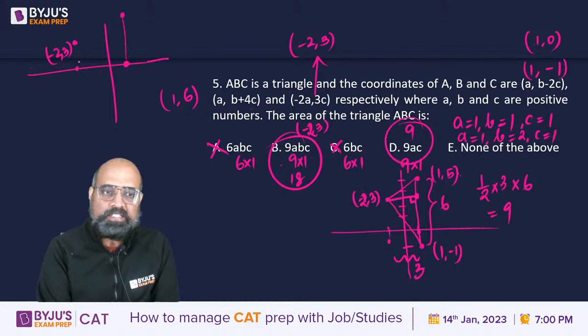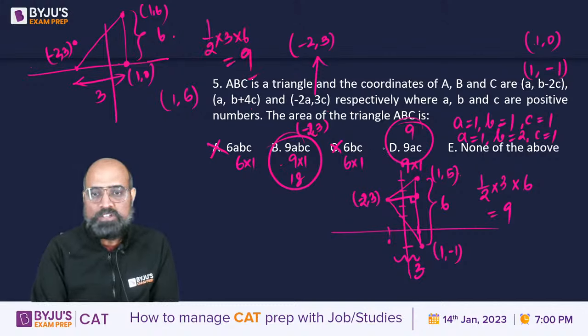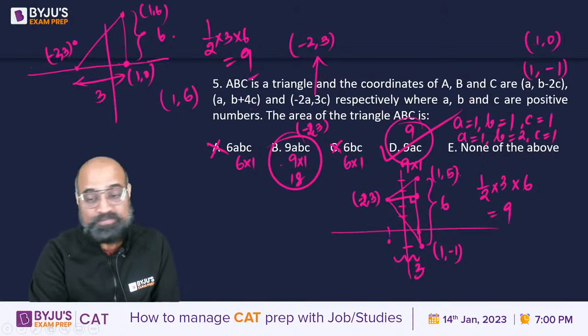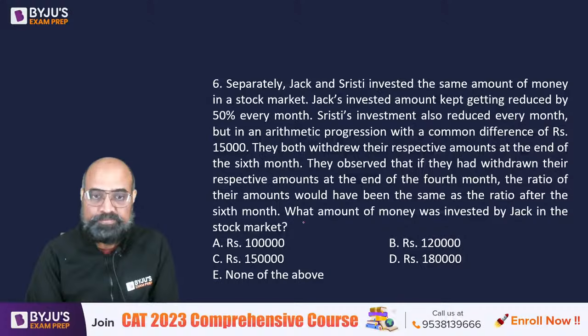So this is the triangle that we are dealing with, where this is 1 comma 6, this is 1 comma 0. So the base is 6 and the height is 3. So we get half into 3 into 6, which is going to give me 9. So delta is our answer. One silly mistake and you spend twice the time.